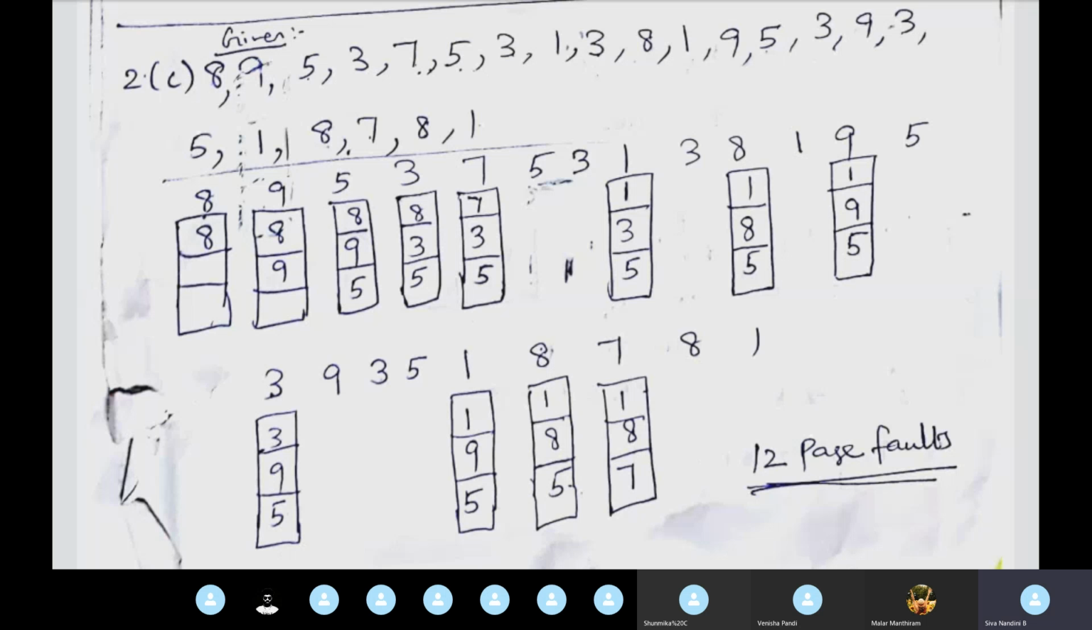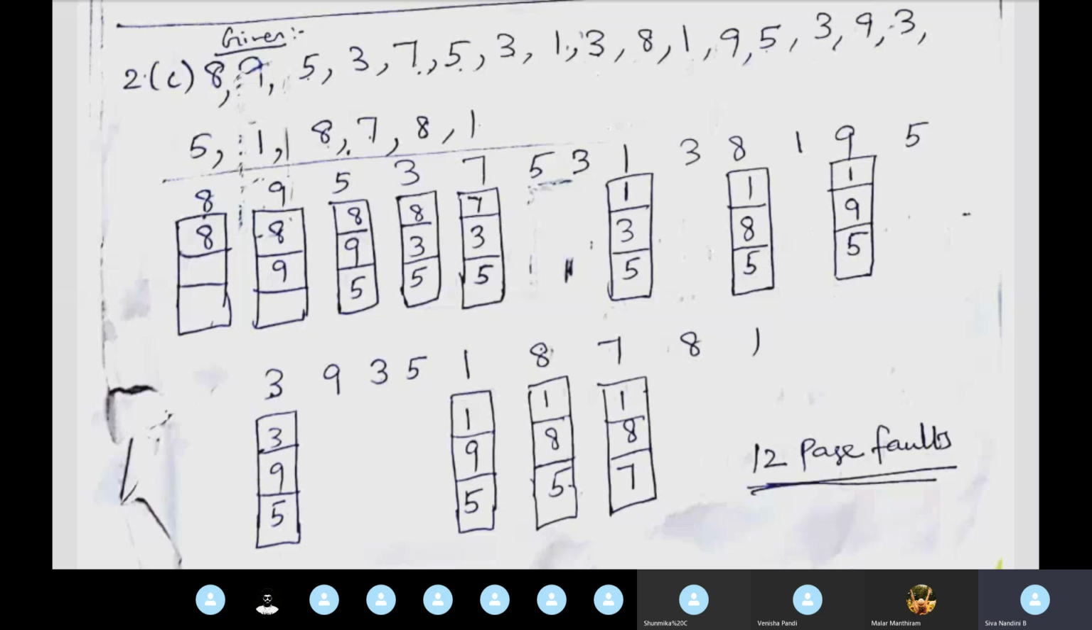We want to accommodate page 3 in the frame, which already has 8, 9 and 5. Using the optimal algorithm, we have to see which of 8, 9 or 5 won't be used for the longest period of time, so we look at the future pages. After 3 we have 7, which is not in the frame, so we can leave it. After 7 we have 5, which is in the frame, so we shouldn't replace 5.